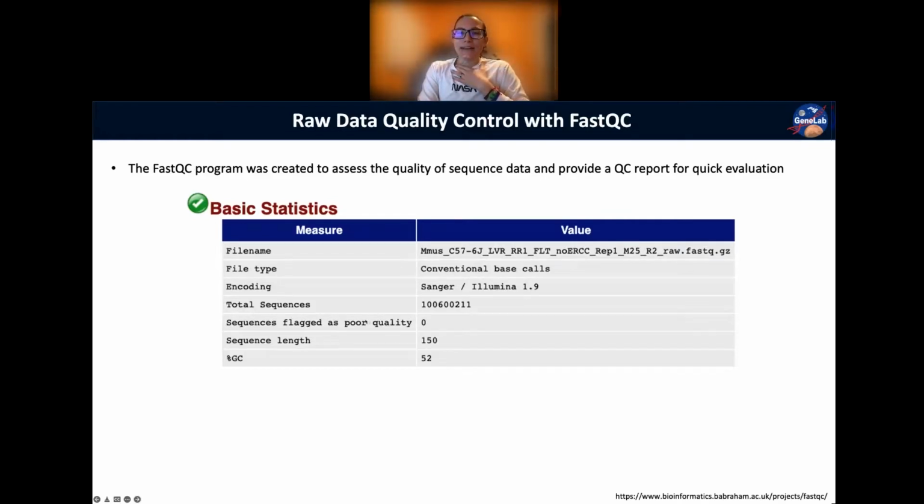I guess I have a couple questions here. We have sequences flagged for poor quality, sequence length here, and then %GC. So I'm just going to have you guys take a look at the information here. And I first want to ask you, are these data forward or reverse reads? Just curious if you guys can gather that from here.